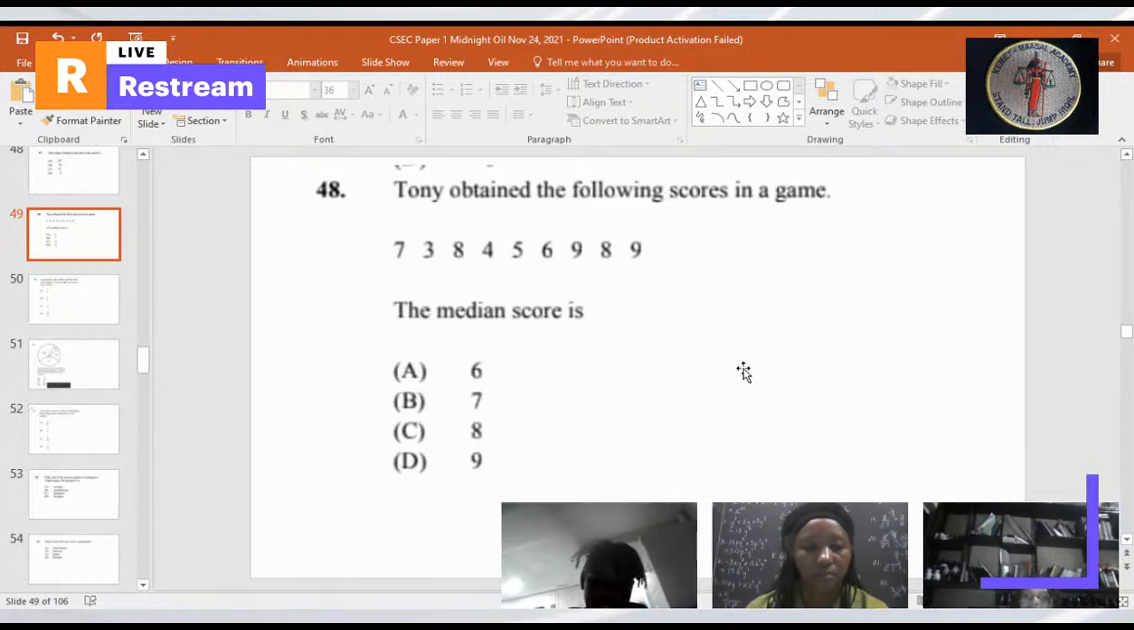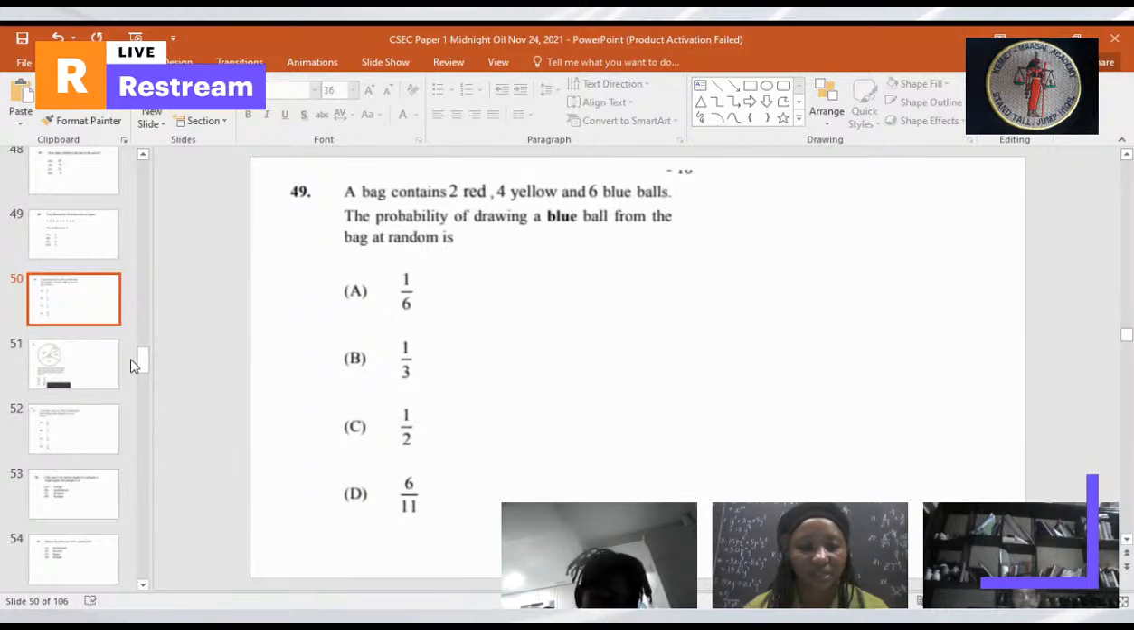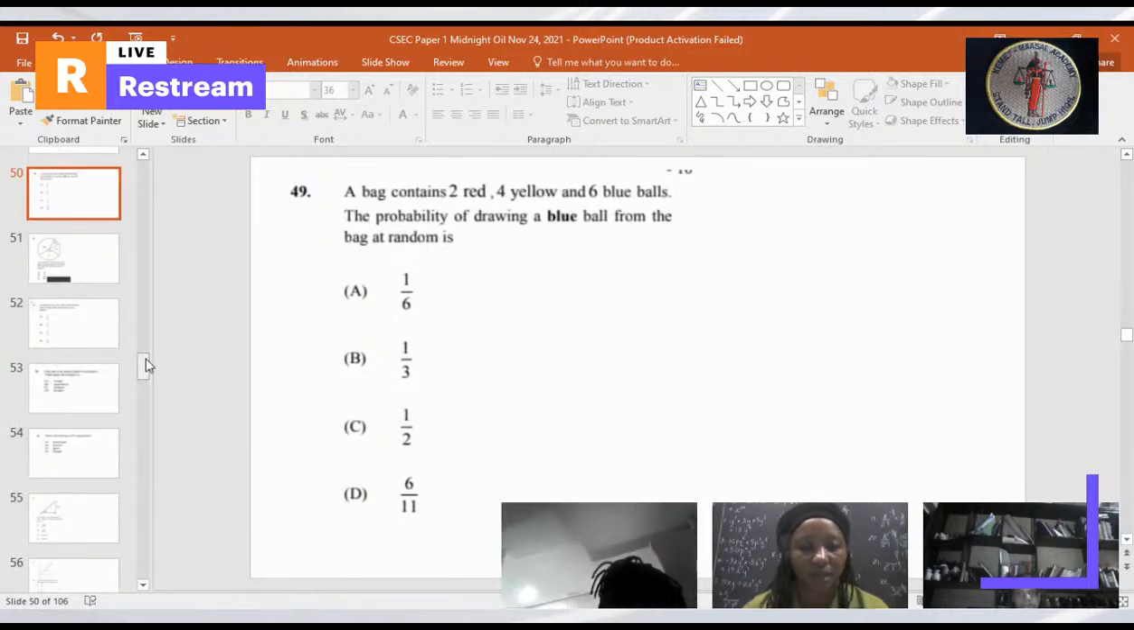So 3, 3, 4, 5, 6, 7, 8, 8, 8, 9, 9, 9. So the middle is 7. Correct. Would it be B? 7 is in the middle. All right, Imani.